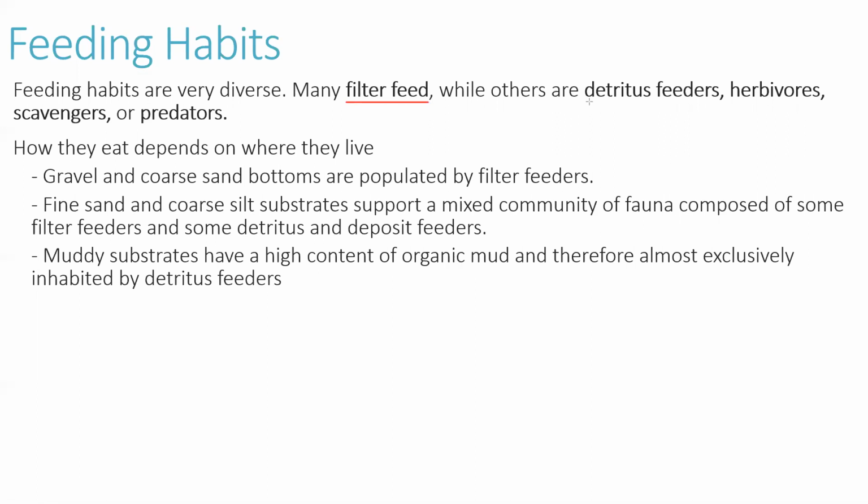There are detritus feeders, which means that they eat things that are on the substrate. So whatever is in the mud or falling down out of the water column, detritus feeders are going to eat. There are herbivores, they eat plants, right? So kelp, seaweed, all that good stuff. Scavengers, which eat dead material, and predators, which are organisms that actually hunt, right? So just think about the type of things that these different feeding habits need in order to be successful.